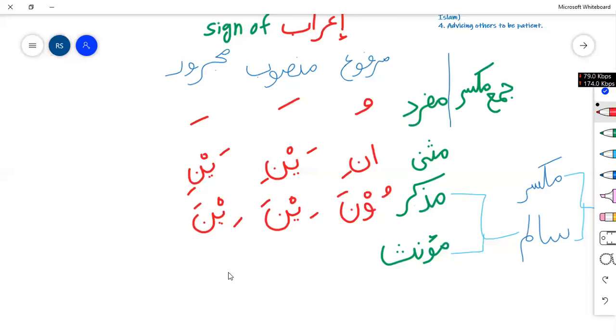Okay. What are the irab of Jama Munasalim in Marfu, Mansub, and Majrur? Marfu, with alif ta. Yes. In Marfu, we have alif ta with dhamma, it can be one dhamma, it can be two dhamma, depending upon the situation. And in Mansub and Majrur form? Alif ta kasra. So you need to remember this, okay?